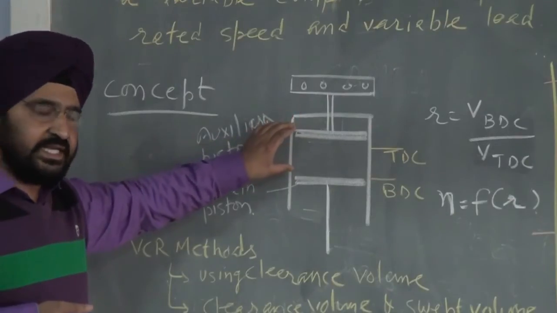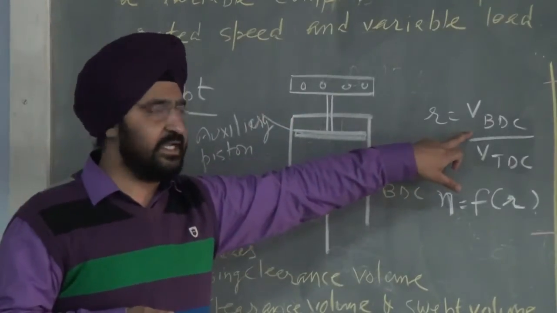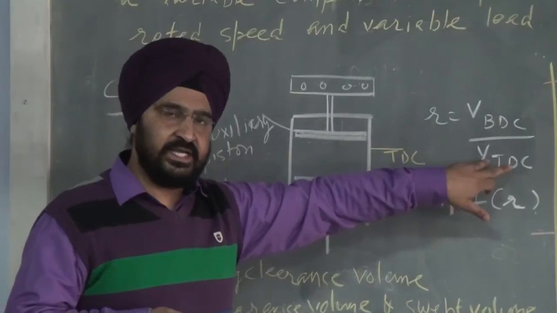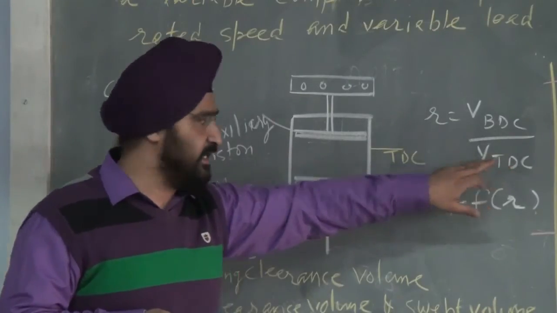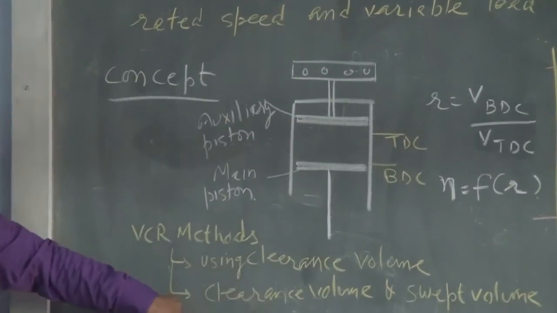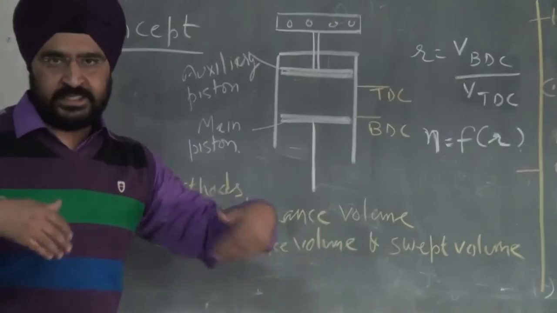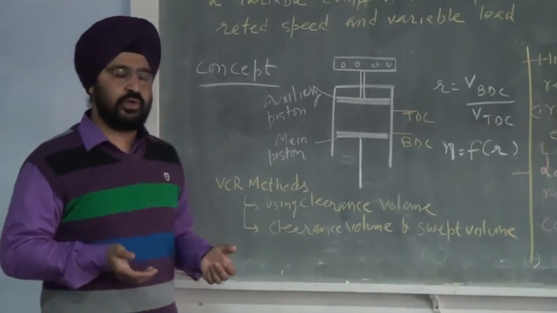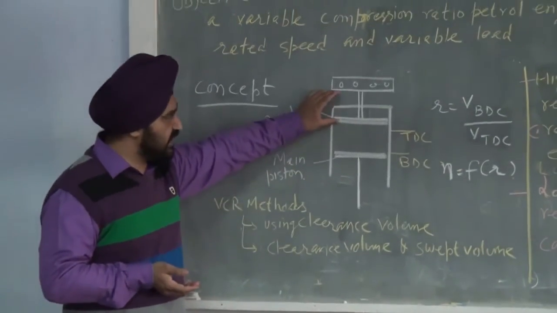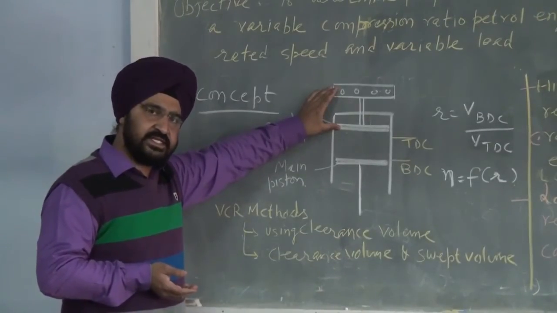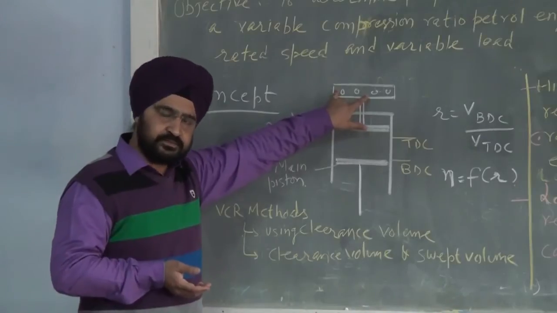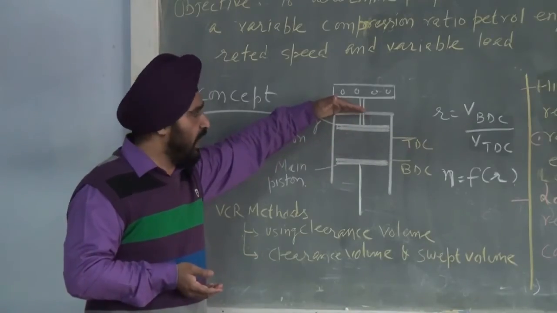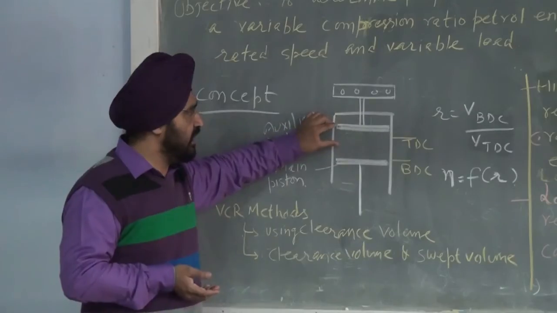As you were told, the ratio of the volume at the bottom dead center to the volume at the top dead center is the compression ratio. So if we change the space at the top dead center, that is, the clearance volume, we vary the compression ratio. The auxiliary piston at the top is adjusted with the help of a securing arrangement at the top, so you can move the auxiliary piston up and down. When it moves, it changes the clearance space.